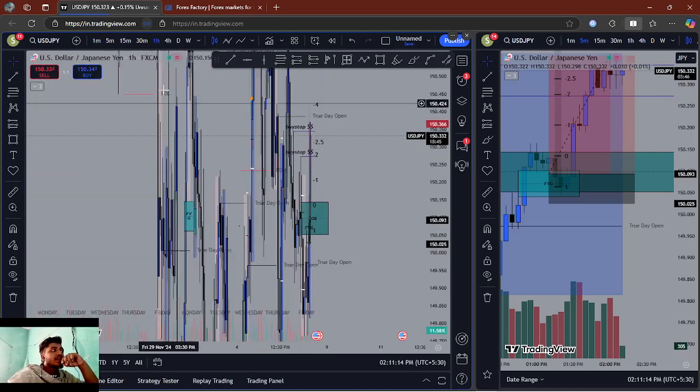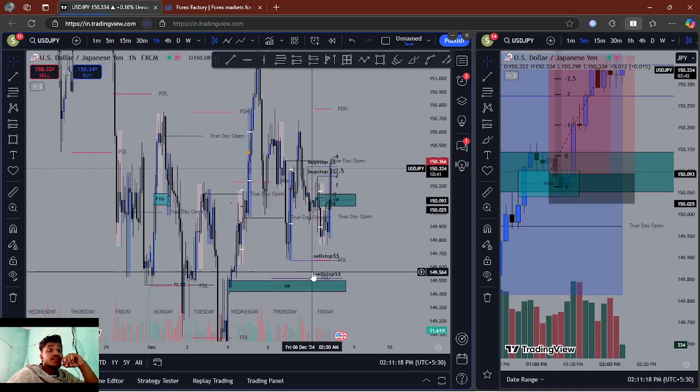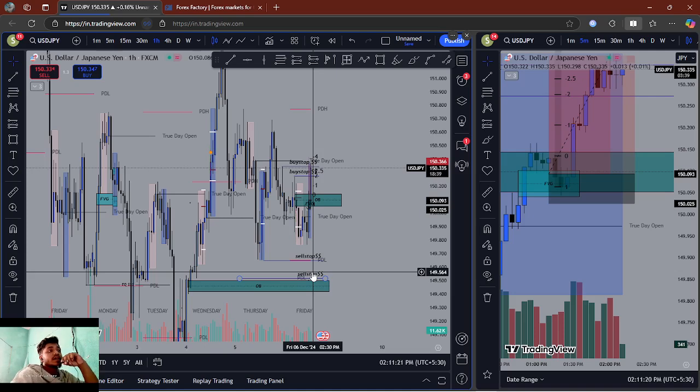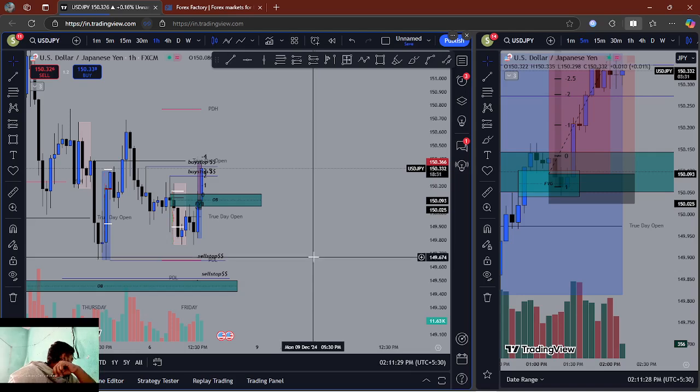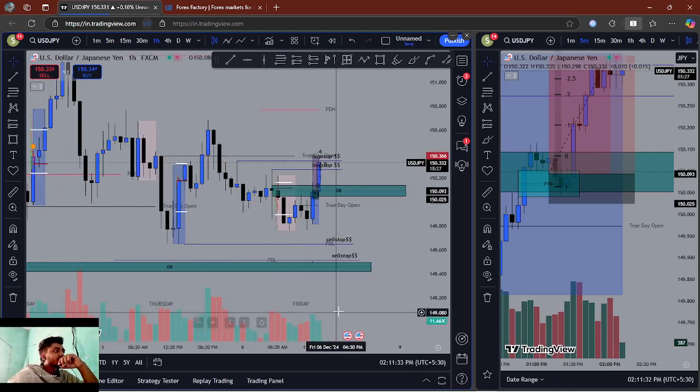I was analyzing the 1 hour and 4 hour time frames to understand my point of interest and where the market is going towards, what the drawn on liquidity is for the market, and what the market structure is looking like. So if I break it down to you guys, let's see.